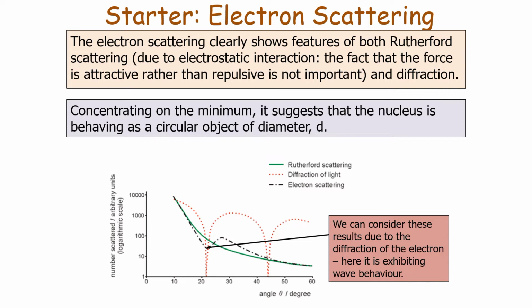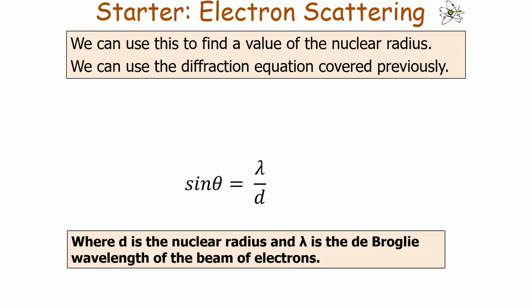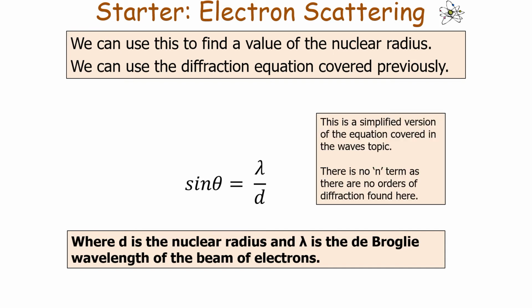We can use this to find a value of the nuclear radius, and we can use the diffraction equation which you've covered previously in our waves topic. So we know that sine theta is equal to lambda over d. Please remember, this is a simplified version of the equation covered in the waves topic, because there's no n term, as there are no orders of diffraction found here. It's just n equals 1. Also, d is our nuclear radius and lambda is the de Broglie wavelength of the beam of electrons.